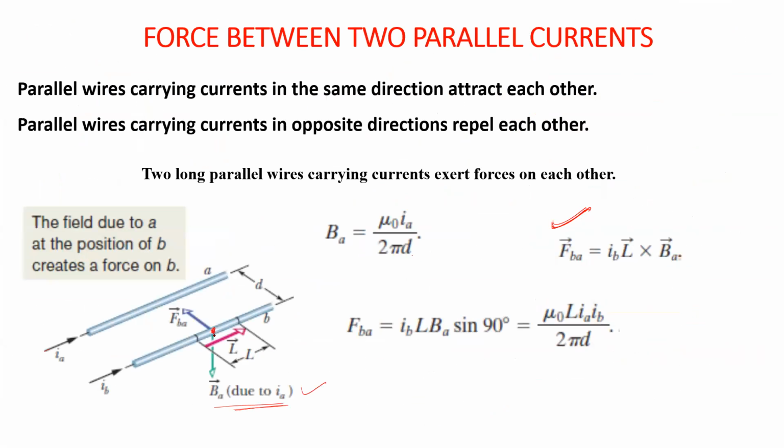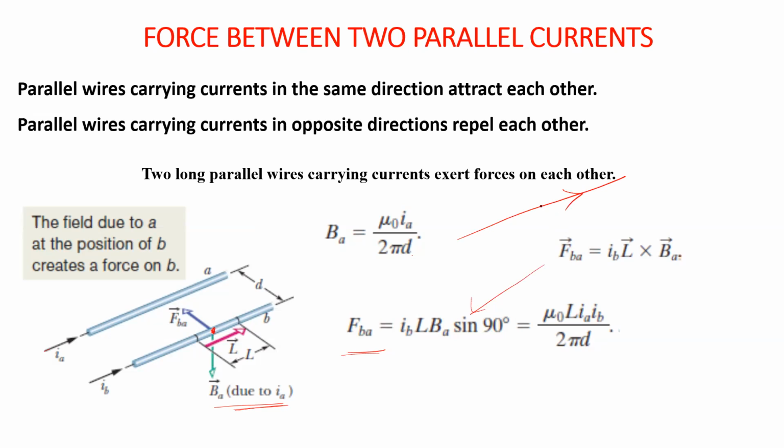So look, there is a magnetic field in this direction, and a current carrying conductor in this direction. This B is the current carrying conductor, so the force exerted will be F_BA, that is equal to I_B L cross B_A. Force exerted on B due to A. We have to find the direction of force using the right hand thumb rule.